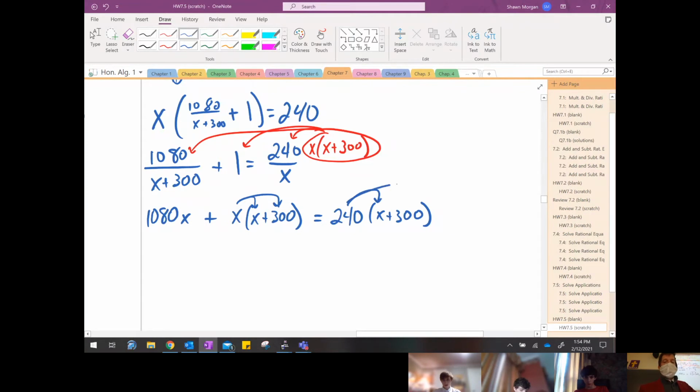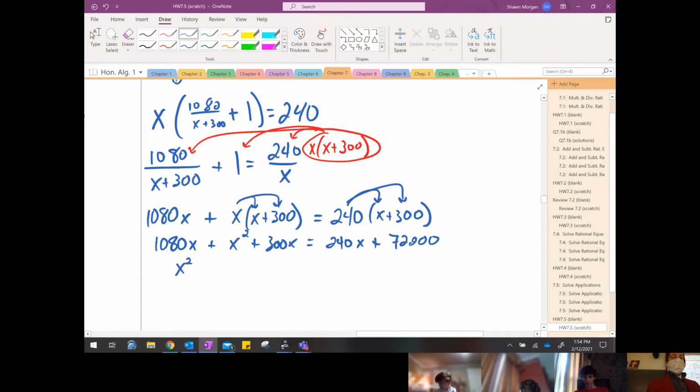Let's do a little bit of distributing. I really should lean on you guys to do this for me. Well, we're going to divide by 10. X squared plus, oh, actually, we're not going to divide by 10. Never mind. Plus 300x, 240x plus, what's 240x, or 240 times 300? 72,000. Yeah. Woo, dog, that's a big number. 72,000. All right, let's get everything on one side.